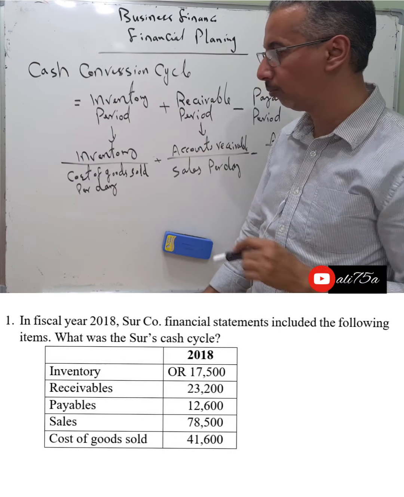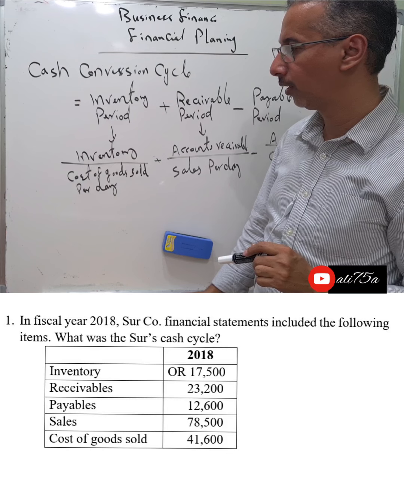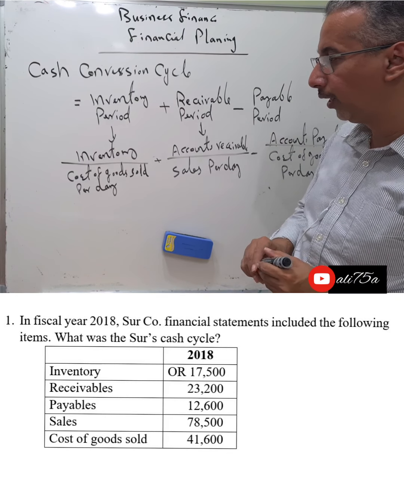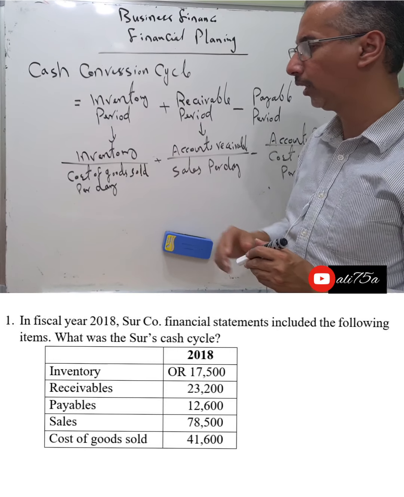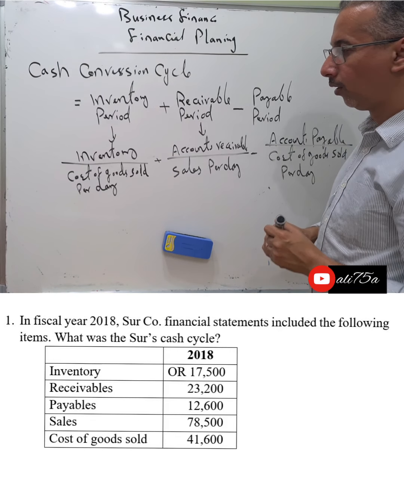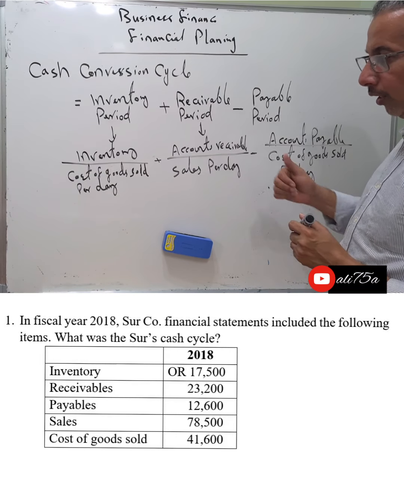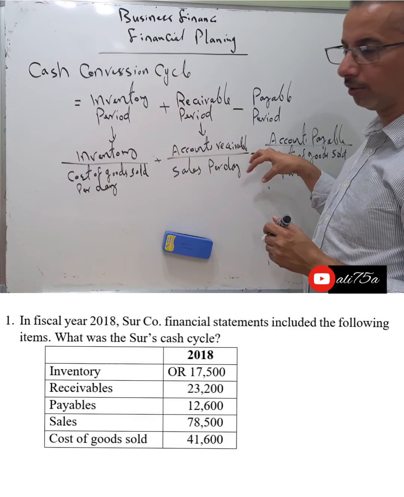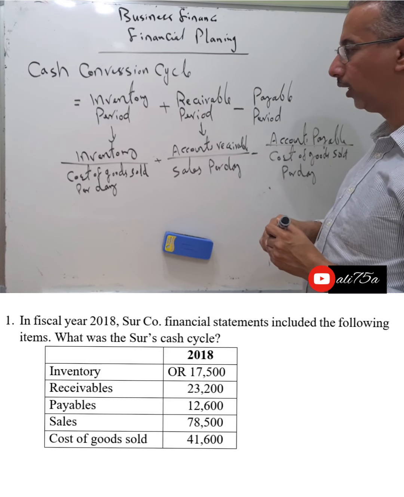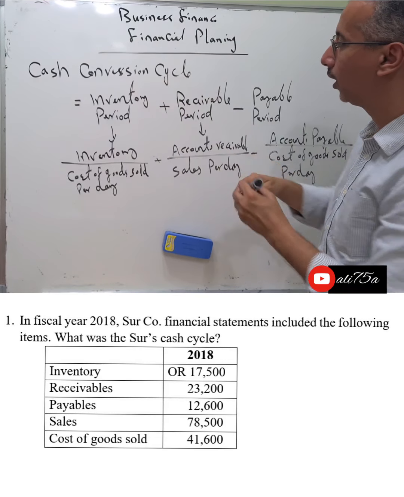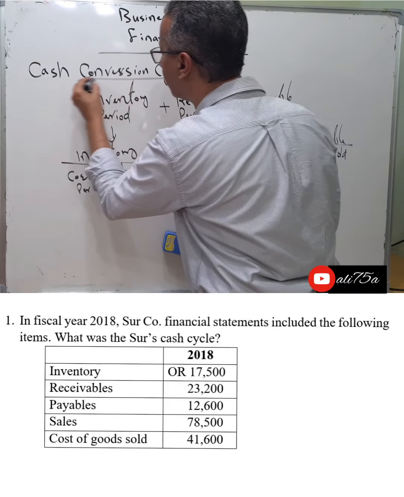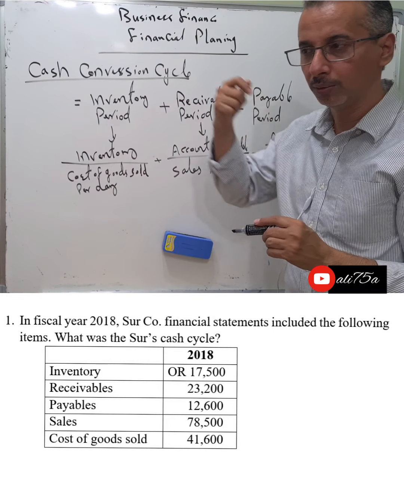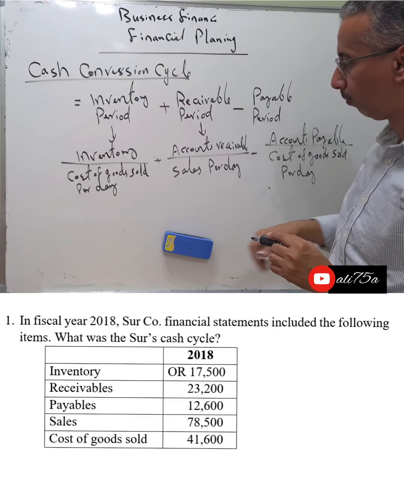We have an example here, exercise number 1. In 2018, SOAR company's financial statement includes the following items: the inventory, receivable, payables, sales and cost of goods sold. All this information is available to calculate the cash conversion cycle. Remember, we need to know how many days we consume to return back our cash.